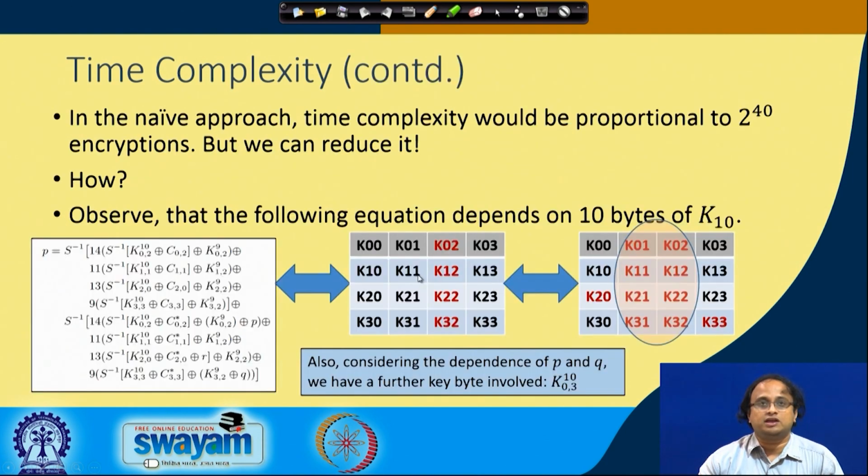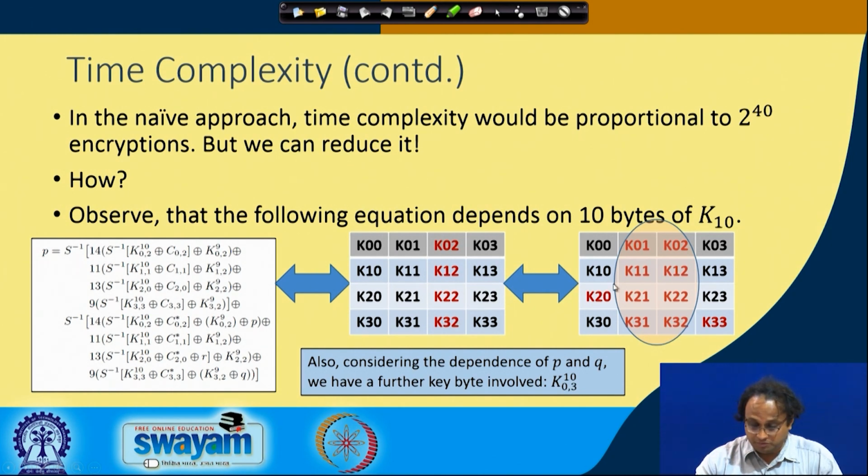For that you have to take a little bit of a look into the equations that you have. If you carefully observe, you will find that the following equations, for example, I just show one of the examples, depend only on 10 key bytes of K10. I have shown that here in the red lines. This is the 9th round key and this is the 10th round key. If you observe K0210, K1110, K2010 and K3310, and the other case is K0210, K029, K129, K229 and K329, I have marked here K02, K12, K22 and K32 of the 9th round key.